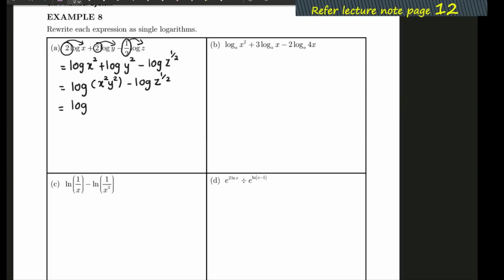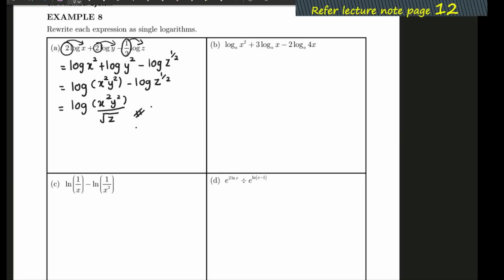Now we have minus. Minus will become a fraction, right? So x square y square over surd of z. That's it. Now it will become just a single log. Before this, we had 3 different logs, and now it is a single log by using the law of log, obviously. Very simple. That's for A.